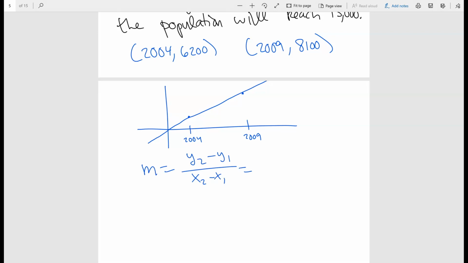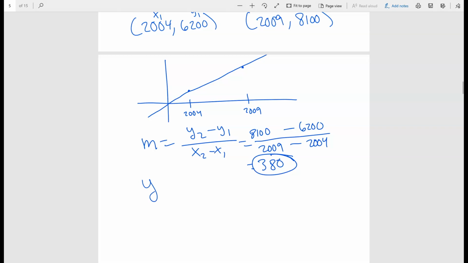So I can just label them x1, y1, x2, y2. This is going to be 8100 minus 6200 divided by 2009 minus 2004. Let's go into our calculator: 8100 minus 6200 divided by 2009 minus 2004. And what I ended up getting was 380. So that's basically our slope. Every year the population tends to grow by 380 people. Now we need to figure out the linear model.